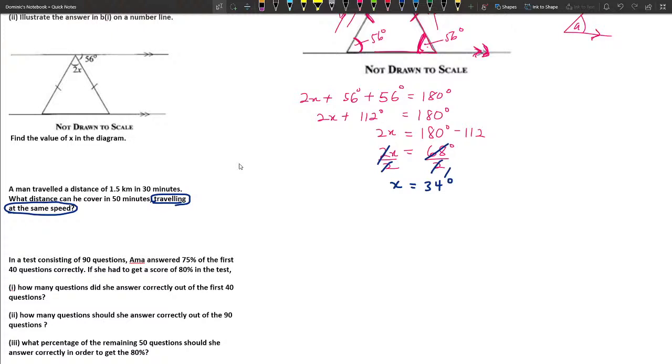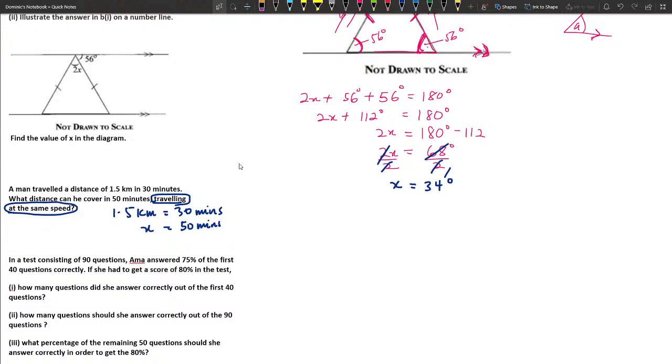Okay, rates. We are dealing with rates. So it basically means that we have 1.5 kilometers equals 30 minutes at the same speed. And then 50 minutes, what's it going to give us? X. Remember, the x is what is going to determine whether we do if more less divide or if less more divide.